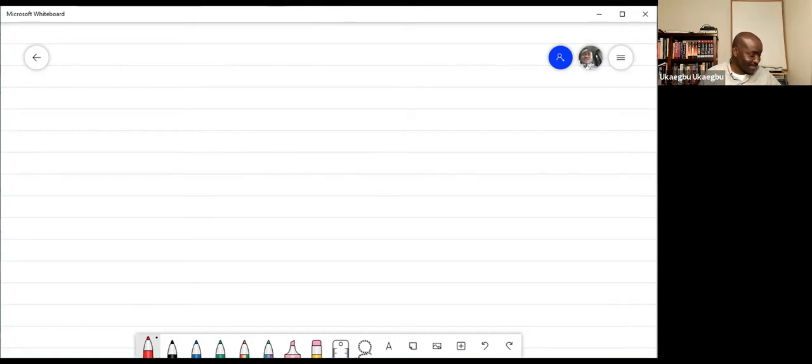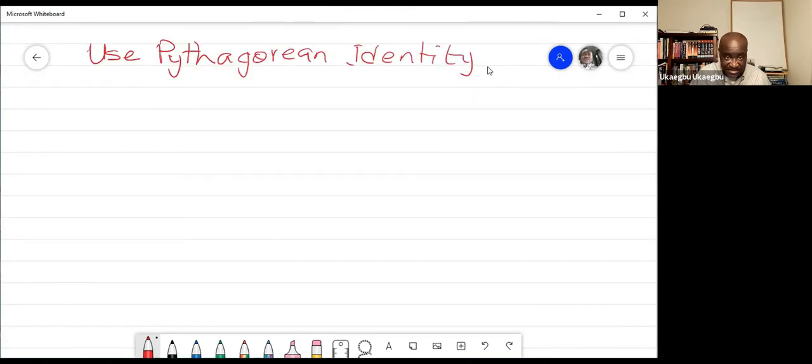Using the Pythagorean identity. So the topic is use Pythagorean identity. Here's the right way to write it: sine squared theta plus cos squared theta equals 1. So this is what we are going to use now.